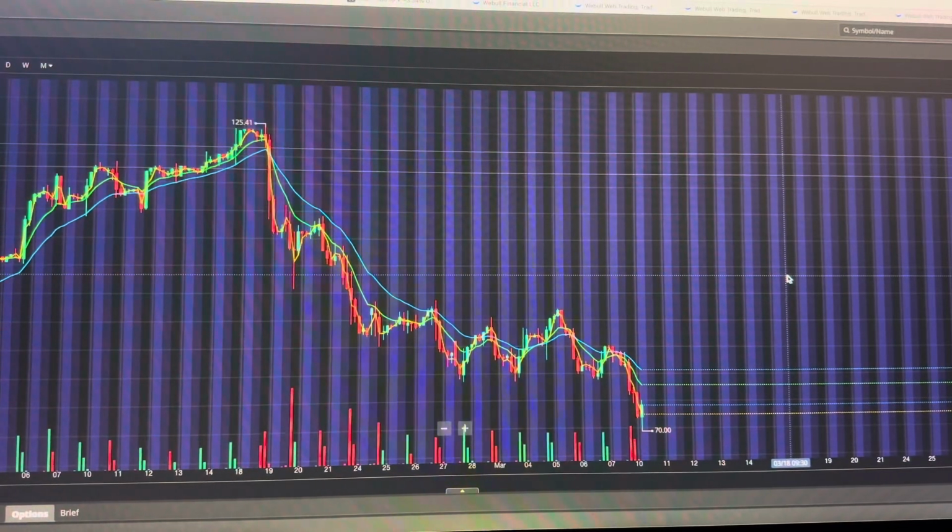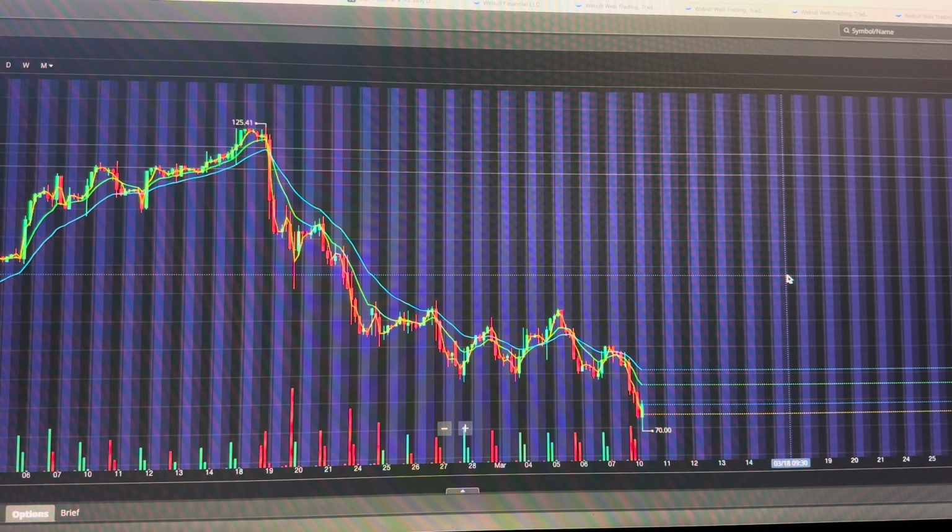All right, guys, so today I want to talk about what support and resistance, areas of interest, and supply and demand zones are. They all mean the same thing. Supply and demand, support and resistance, areas of interest. They all mean the same thing.